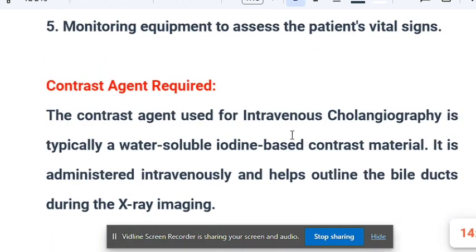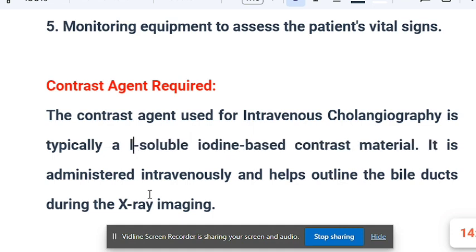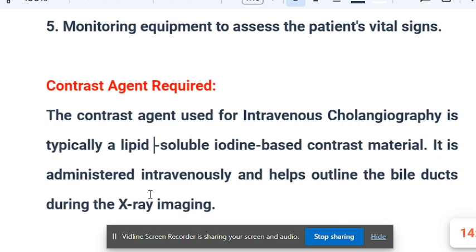Okay, contrast agent intravenous. What type of contrast agent do we require for intravenous cholangiography? So what we will do, we will put here lipid soluble iodine based contrast agent. Lipid soluble contrast agents are ionic contrast agents. Okay, it contains ions, not non ionic type. However, water soluble contrast agents are non ionic type of contrast agent.